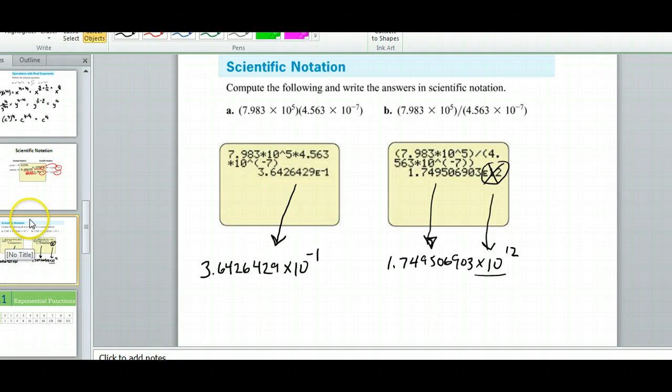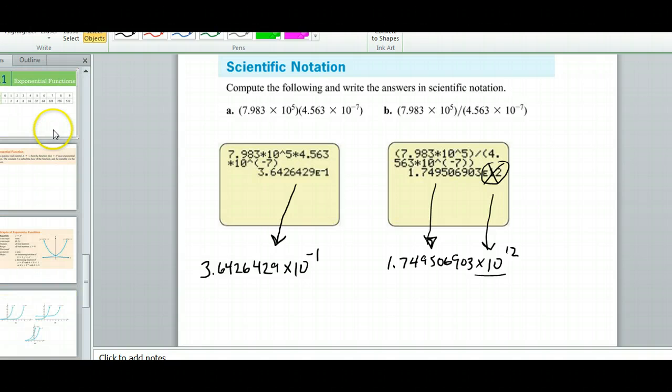So this is the review that you need to get ready for 5.1. I'll start the 5.1 notes in the next video, but you've got to understand these properties of exponents to be able to do the 5.1 notes.